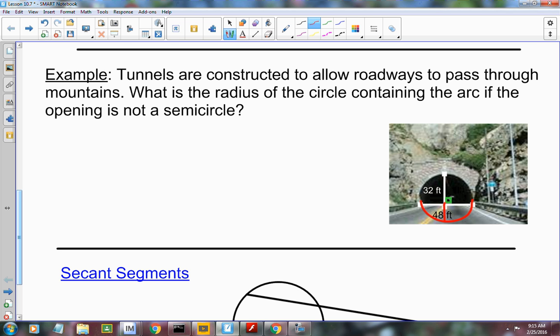It splits it into two congruent parts. So if this whole thing is 48, then each one of these parts is 24, okay? And so then we're going to let this part that we extended be x, and so now we have two chords that intersect in the interior, and we can do what we did above to figure out this length, and then once we know this length, we're going to add 32 to it. That'll be our diameter, and then we can find our radius, okay?